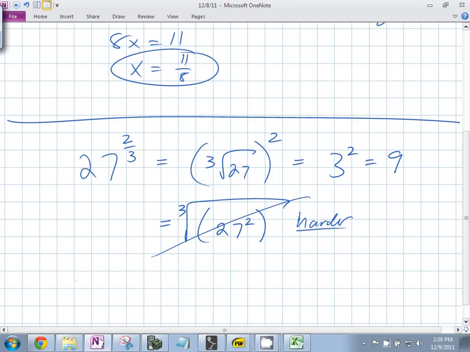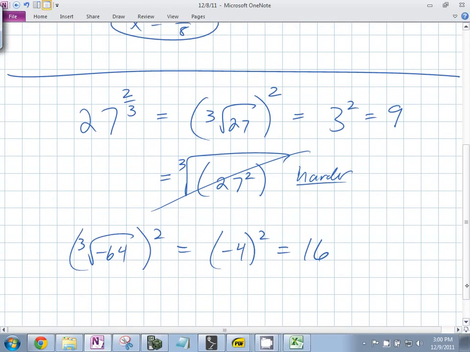So that's the cube root of negative 64 squared. What is the cube root of negative 64? Negative 4 squared is? I'm sorry, how'd you get negative 64? What times itself 3 times?